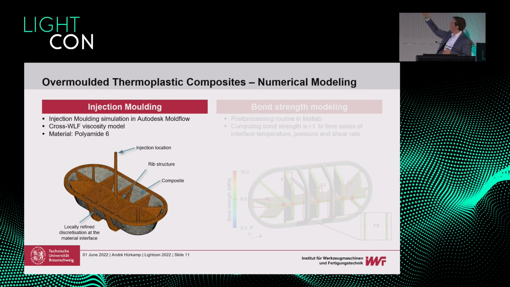So along one rib, we see that on the outside it's quite low because there we have a high influence of the cooling, and in the center where we have the cavities and we have hot air, let's say, during the process, there we have a very good bond strength.